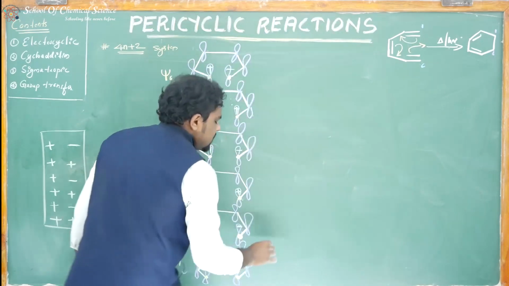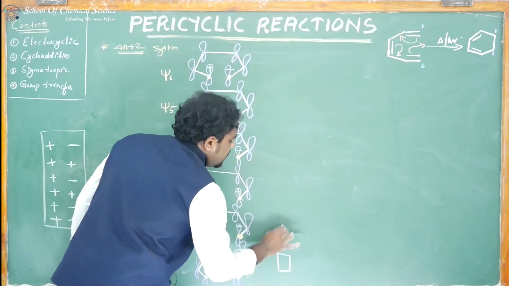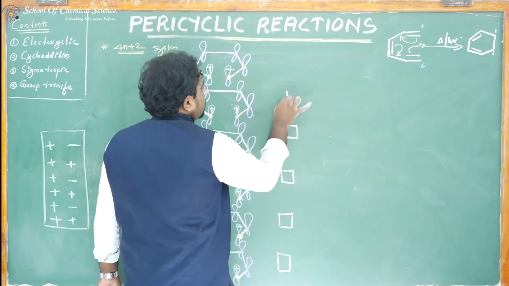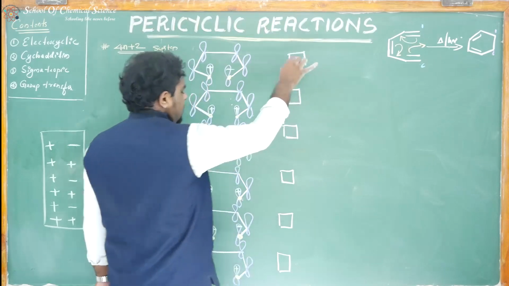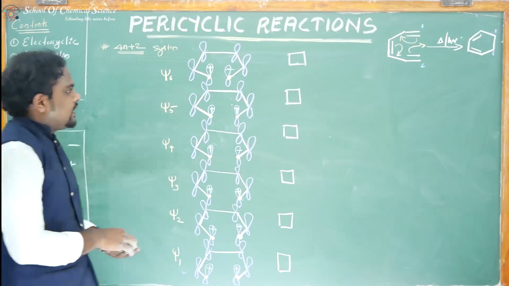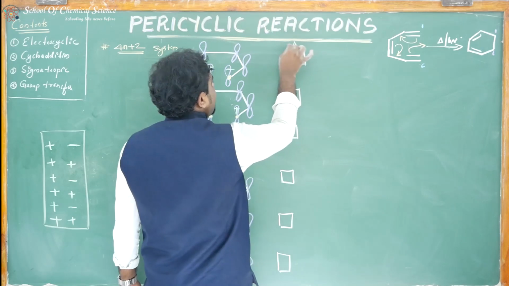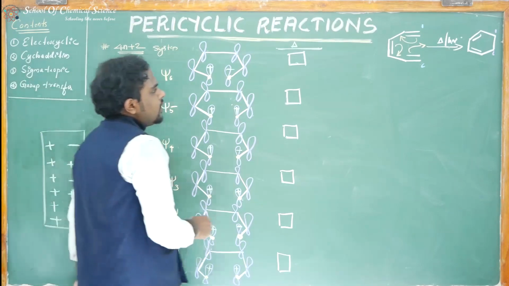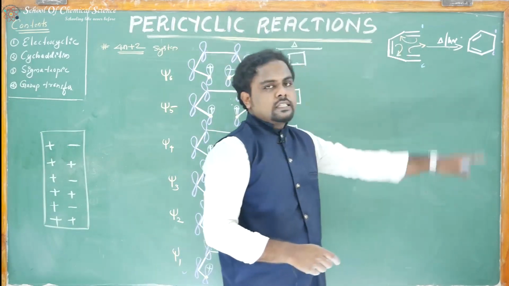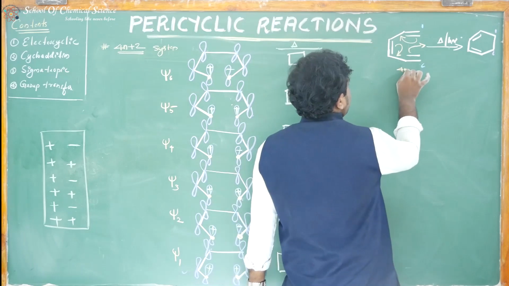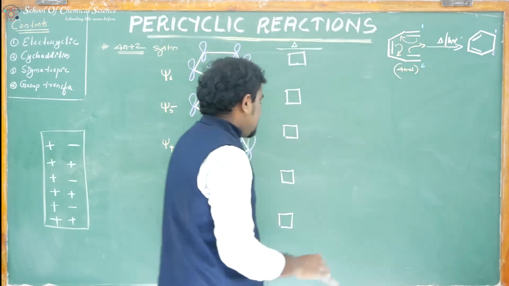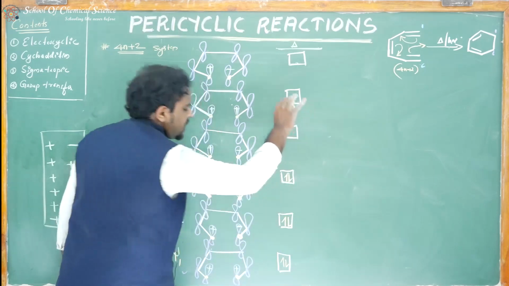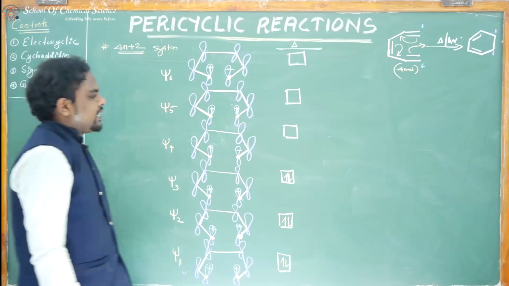Then how many molecular orbitals are there? Six molecular orbitals. Under thermal condition, what is the arrangement of electrons? This is a 4n plus 2 system. Six pi electrons are there. They are arranged as 1, 2, 3, 4, 5, 6. The six pi electrons are arranged like this.